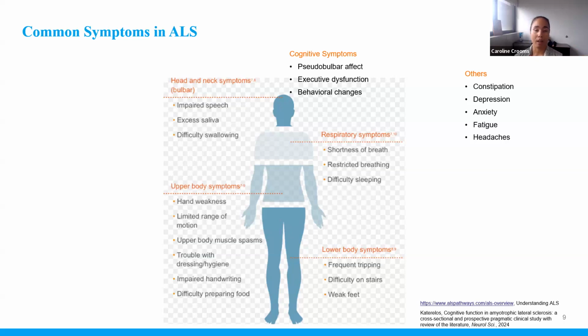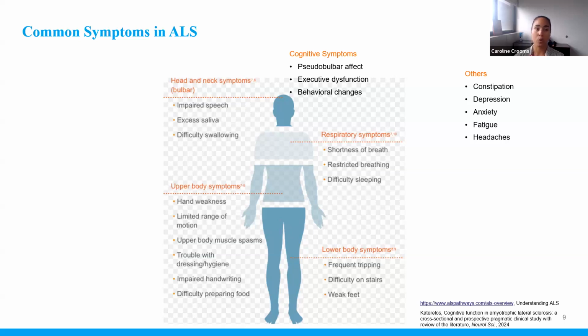So we talked about the cognitive symptoms a little bit before, and the fact that it can be comorbid with frontotemporal dementia for 20% of patients, and another 30%, for a total of 50%, may have just cognitive dysfunction in general. But pseudobulbar affect is something that may not be as familiar to a lot of people. I'm actually going to talk about that in the next slide, so I won't go into it too much here. Executive dysfunction, as I mentioned, that goes along with FTD, and then sometimes behavioral changes, again, for the same reason.